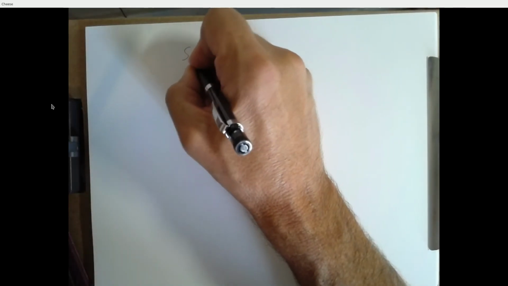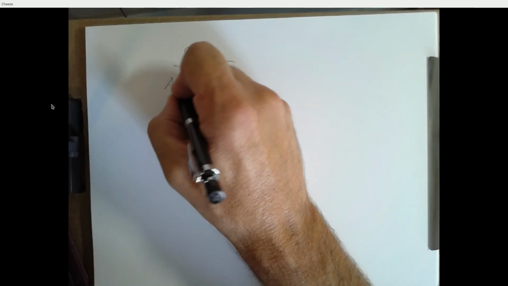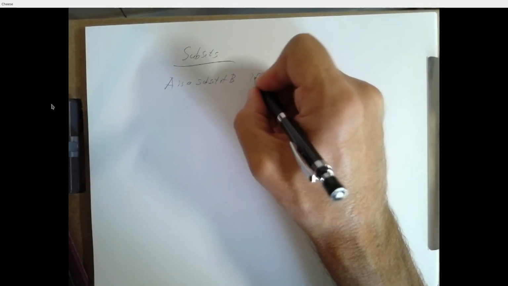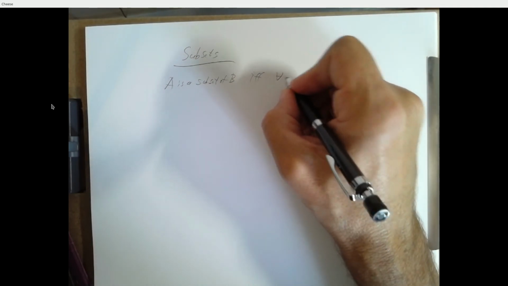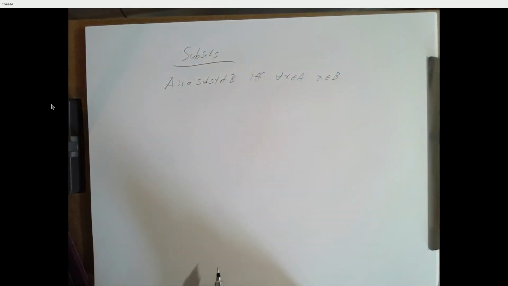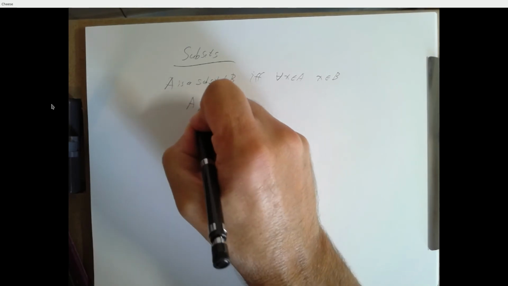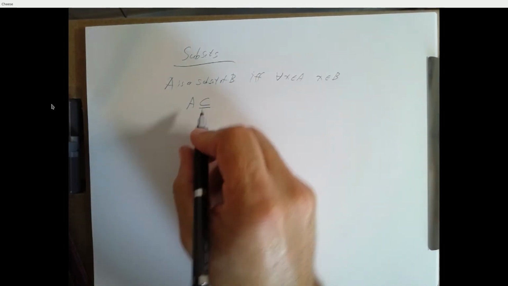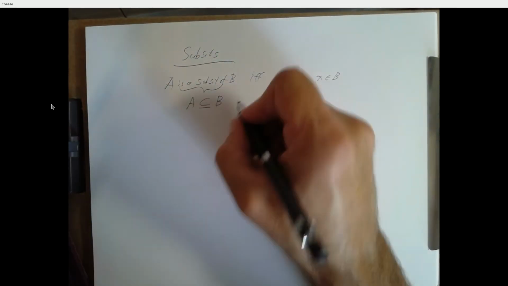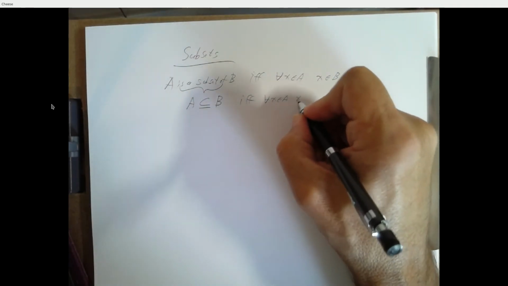A key property is a subset. So what do subsets mean? A is a subset of B if and only if for all elements X in A, X is also an element in B. To say A is a subset of B, we write the symbol A and then this sort of sideways U with a line underneath it. This means is a subset of. So A is a subset of B if and only if for all X in A, X is contained in B.